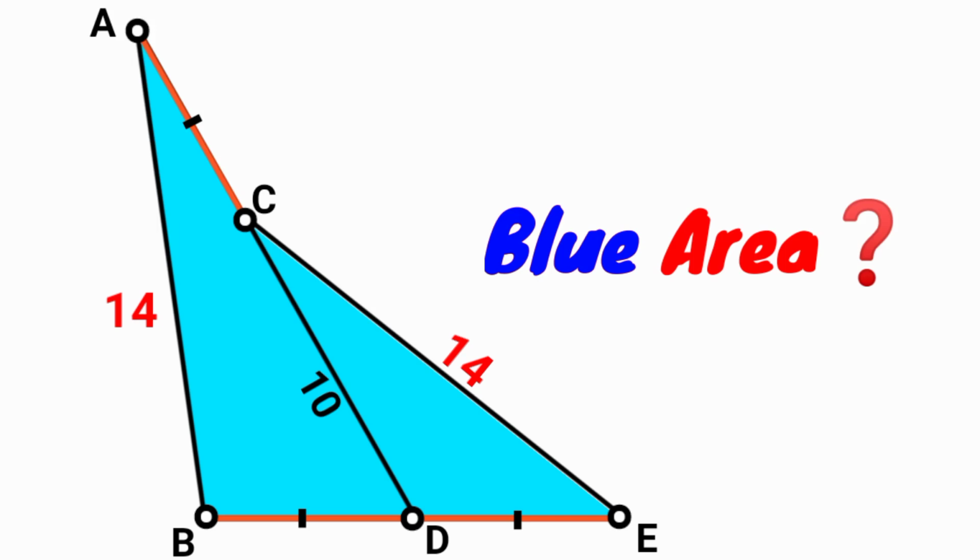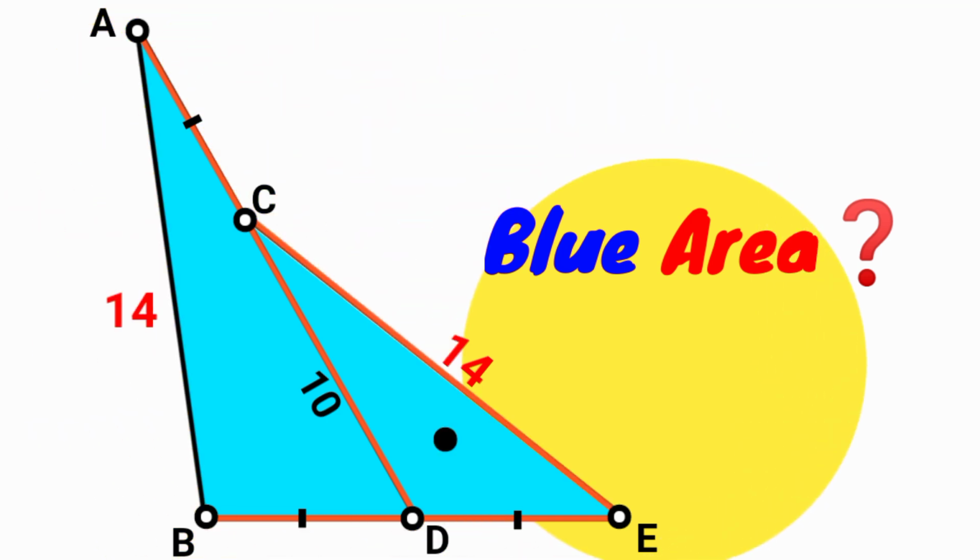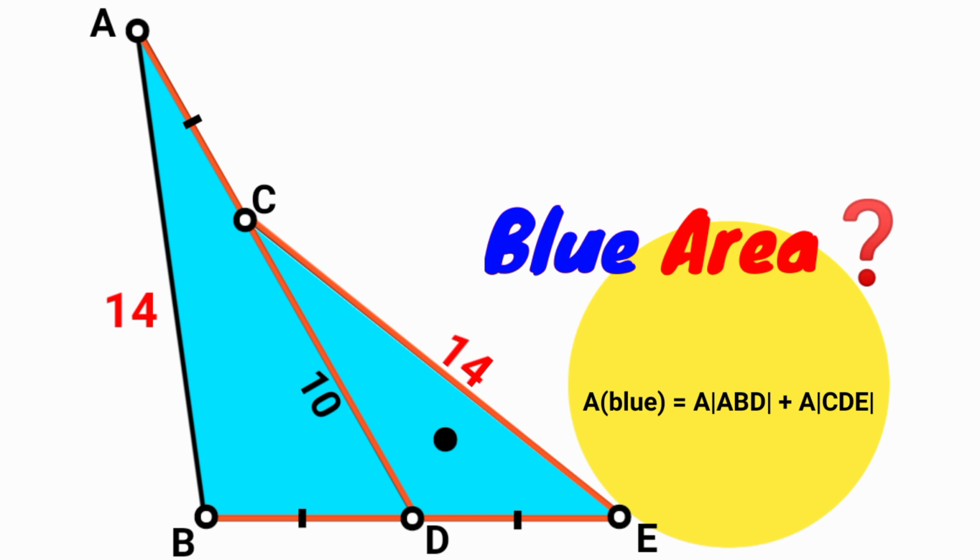Hi everyone. If you want to see the best method to solve this question, you are in the right place. Now here, we are asked to calculate the blue area, that is clearly the summation of the areas of triangle ABD and triangle CDE. So blue area equal to area of triangle ABD plus area of triangle CDE.